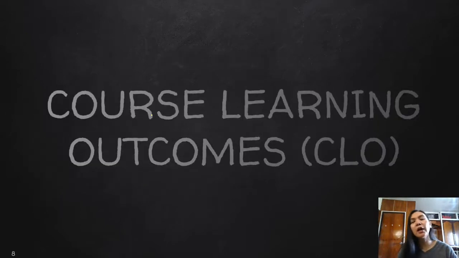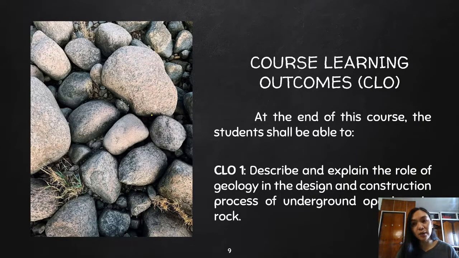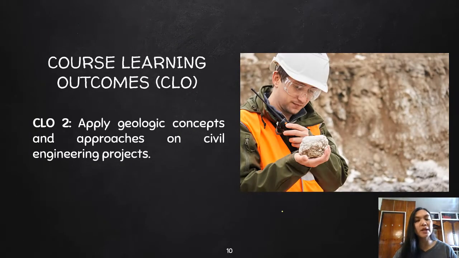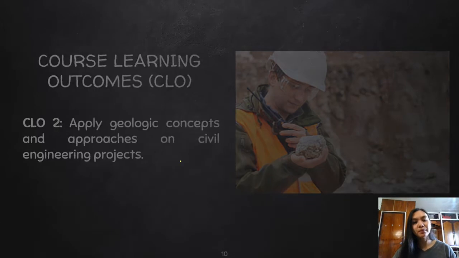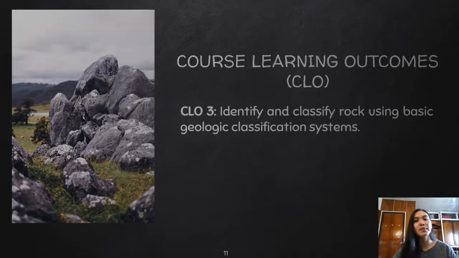When we say course learning outcomes, class, these are the things that you should learn at the end of the course. So let's have your CLO number one. At the end of this course, the student shall be able to describe and explain the role of geology in the design and construction process of underground openings in rock. CLO number two is apply geologic concepts and approaches on civil engineering projects. Your CLO number three is identify and classify rocks using basic geologic classification systems.